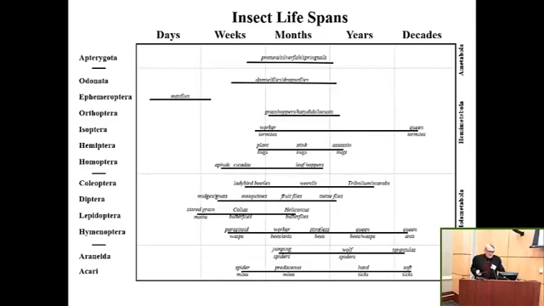So here's an overview I put together a number of years ago. It's more schematic than data per se, but it's insect lifespans. It goes from the most primitive on the left to the most advanced, at least for the insects, the Hymenoptera on the left there.